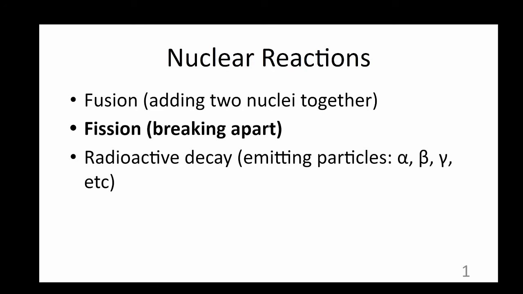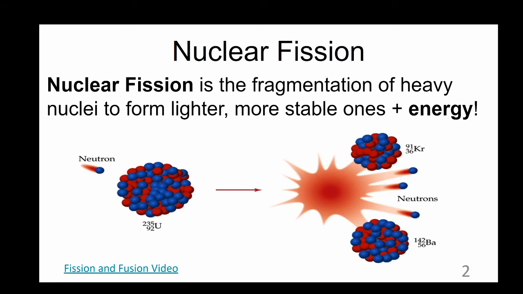Now that we've had an introduction to nuclear fusion, we'll address the other two types of nuclear reactions, nuclear fission and radioactive decay. We'll begin by looking at nuclear fission. Nuclear fission is the fragmentation of heavy nuclei to form lighter, more stable ones. When fission occurs, energy is released. There are many possible ways to break nuclei apart.